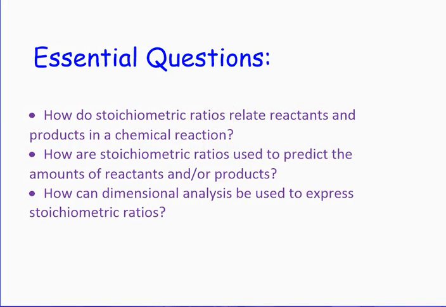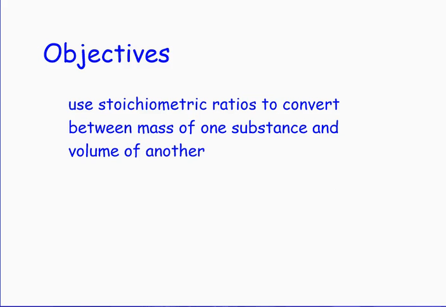Our essential questions for this lesson are: how do stoichiometric ratios relate reactants and products in a chemical reaction? How are stoichiometric ratios used to predict the amounts of reactants and/or products? And how can dimensional analysis be used to express stoichiometric ratios?